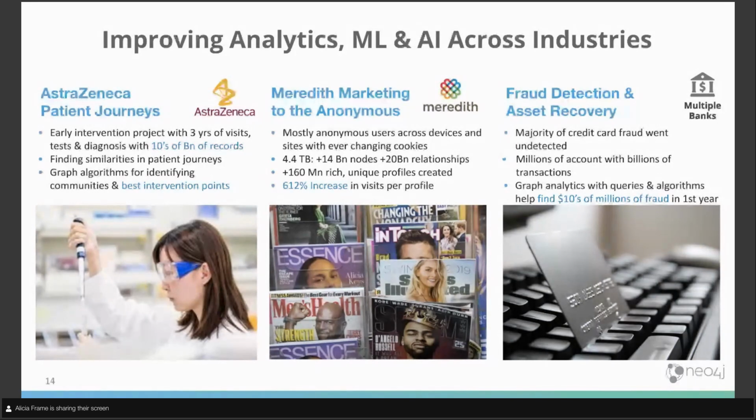And then finally, when I talk about fraud detection, we've seen a lot of use cases in this space. Understandably, it's kind of the secret sauce, so a lot of companies don't want to say this is how we're doing it. But I've worked with a number of major banks where they've said, look, we know that the majority of credit card fraud is going undetected. We have data on millions of accounts, billions of transactions. We want to identify who's committing first-party fraud, so they're using synthetic identities, and who's committing third-party fraud. And by using graph analytics with queries and algorithms, they were able to find tens of millions of dollars of fraud in the first year.